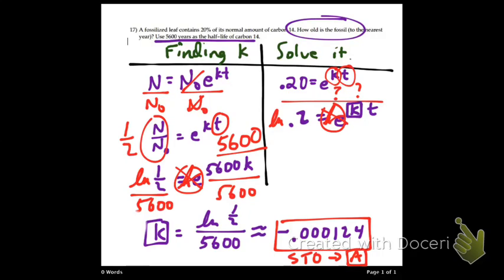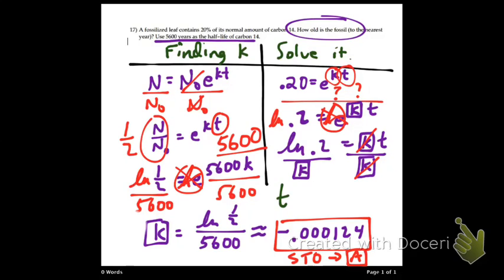But picking it up from where I left off, ln of 0.2 is equal to k times t, and then we divide both sides by k. I always put a box around the k, reminding myself that I've already stored that value on my calculator. So t is approximately equal to ln of 0.2 divided by my alpha A.